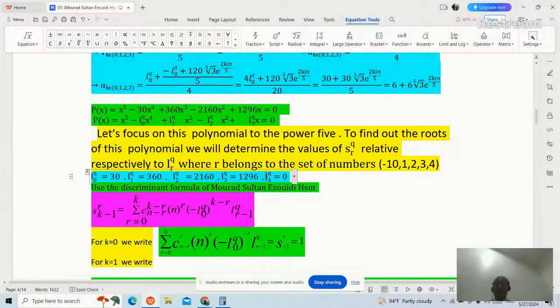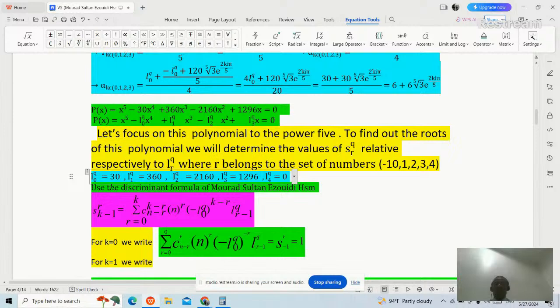In addition, for additional information, some other teachers may use factorization. They try to factorize the polynomial, but this takes more work, and it's not advisable to solve a polynomial with factorization. You should find a formula like Mourad Sultan Ezouidi, and you should share this formula and explain it to the audience, to the learners, or to anyone who wants to learn, because this is a new method.